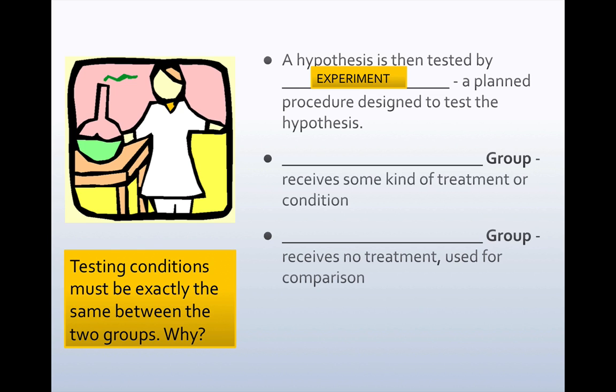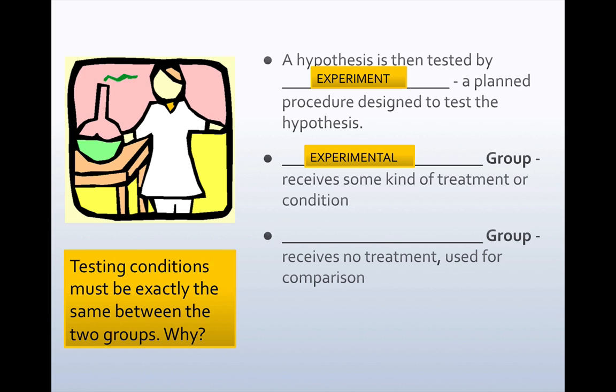Now, two parts will make up your groups within your experiment. The first is called the experimental group. And this is the group, the number of individuals or the number of research subjects that receive some kind of treatment or condition. So it's what you're doing to a special group that you want to find answers to.